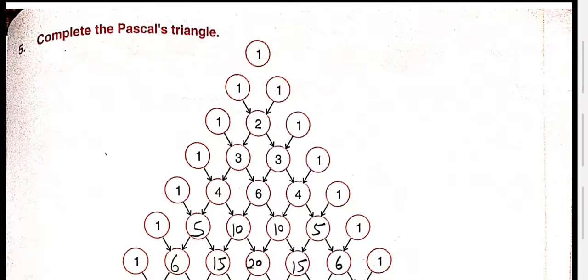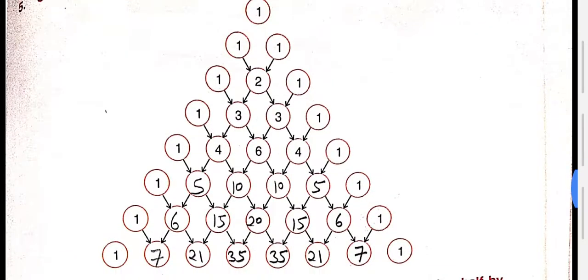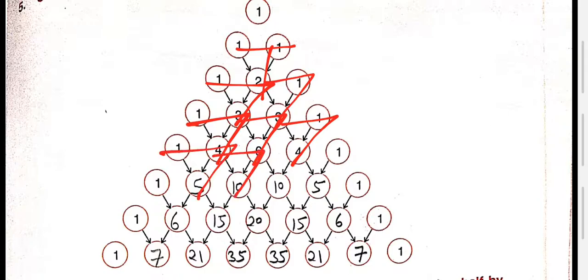Now come to question number 5. Complete the Pascal triangle. Okay, I will tell you what the Pascal triangle is. It starts with 1 and 1. Then you add, and it becomes 2. 1 and 2 become 3. 1 and 2 become 3. 3 and 1 become 4. 3 and 3 become 6. 3 and 1 become 4. Then 4 and 1 become 5. 6 and 4 become 10. 4 and 6 become 10. And 4 and 1 become 5.